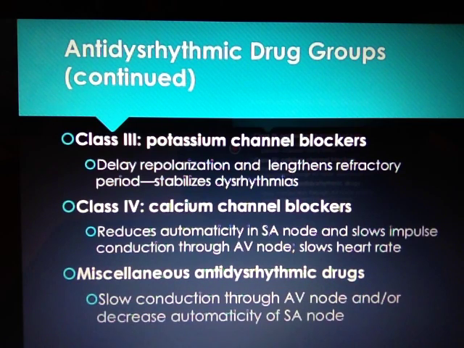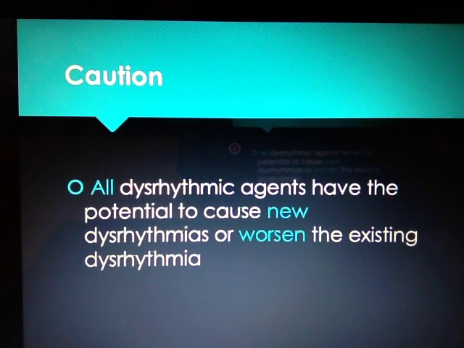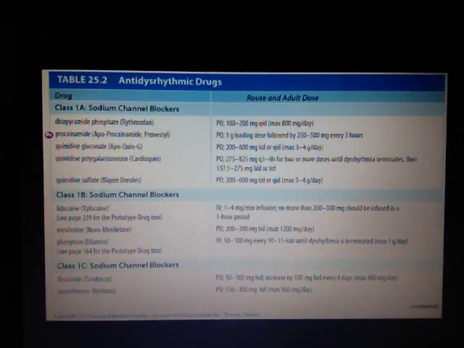They reduce the automaticity in the SA node and slow the impulse conduction through the AV node, slowing the heart rate. So if a really fast heart rate's going on, then we might want to use this calcium channel blocker. There are some miscellaneous antidysrhythmic drugs. They slow the conduction through the AV node and/or decrease the automaticity of the SA node. But a caution that all dysrhythmic agents have the potential to cause new dysrhythmias or worsen the existing dysrhythmia. So it's a fine line that we're walking.